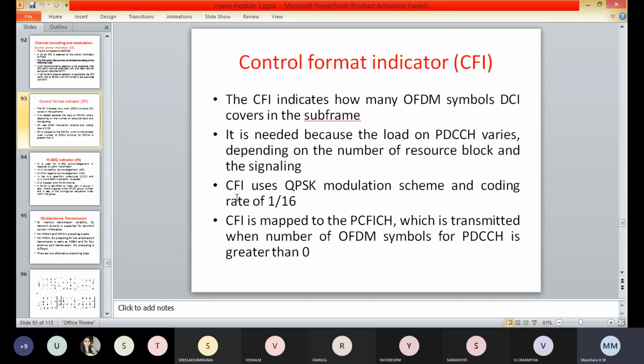The PCFICH is transmitted when the number of OFDMA symbols for the PDCCH in the CFI is greater than 0. The CFI is also transmitted on the same set of antenna ports as the PBCH.